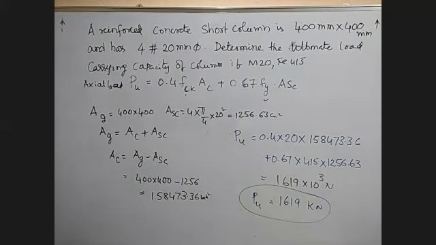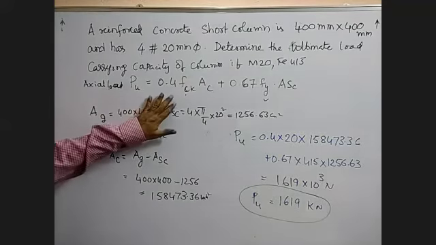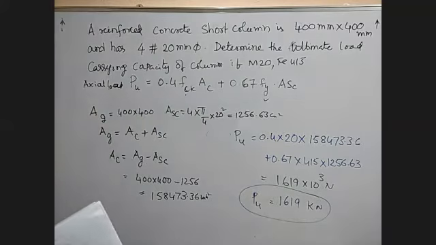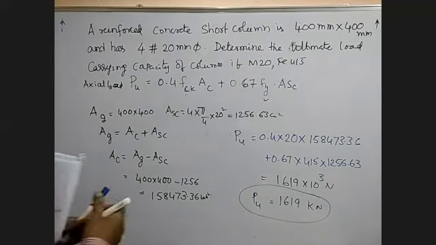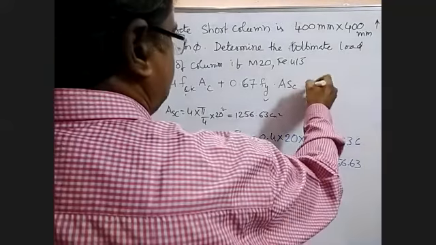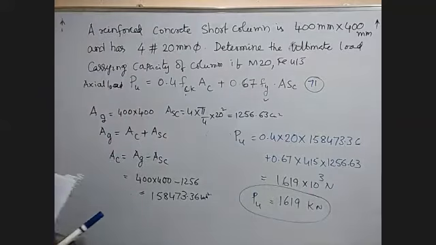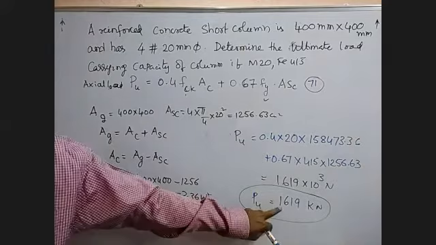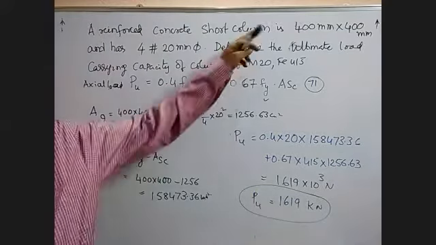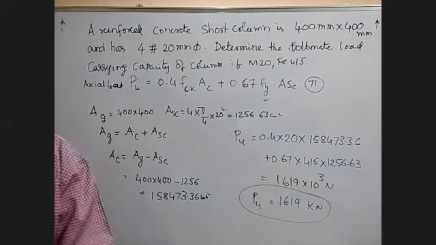This is a small problem. Determine the ultimate load carrying capacity of the column. The formula is given in the code book, page number 71. Okay, here the PU is equal to, this is the formula. In exam, only within 2 minutes we can complete this problem. Exam load istadu, load ichi section design cheyamanu. Okay.